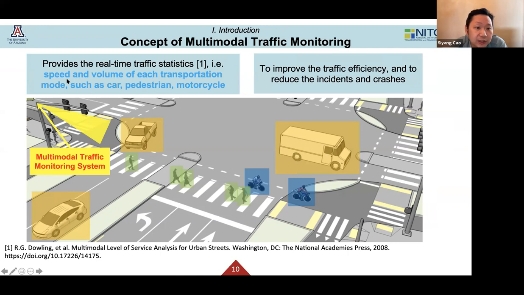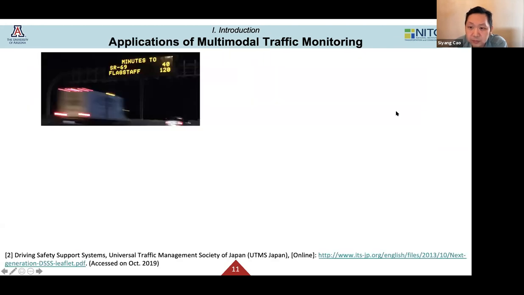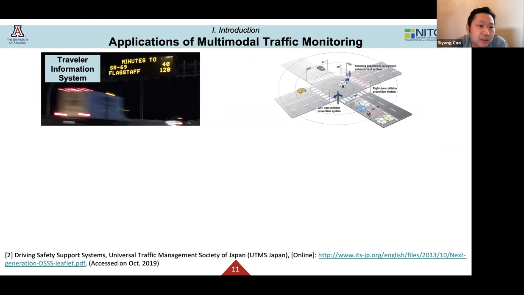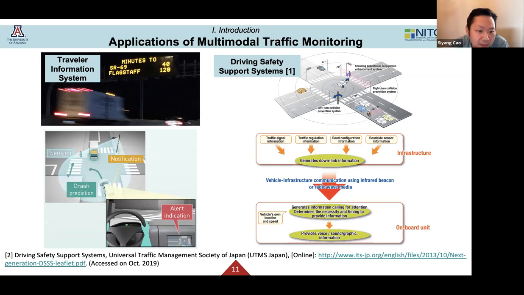traffic statistics, including the speed and the mode of each type of traffic, and it can separate them. The goal is that with this information, we hope it can improve traffic efficiency and also reduce incidents and crashes. An application of multimodal traffic monitoring is that it can, for example, provide a traveler information system, letting travelers know what's happening. And it can also improve safety to support the traffic system.